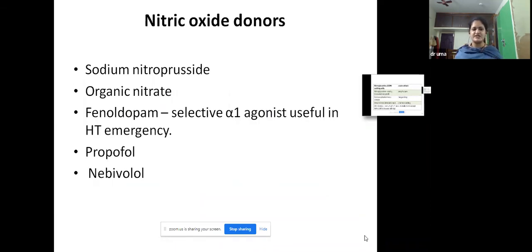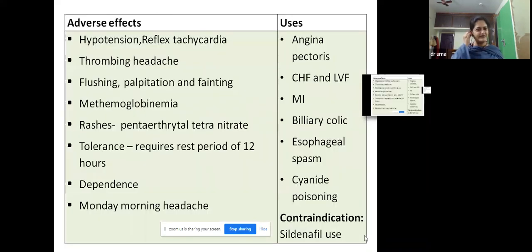So these are the nitric oxide donors: sodium nitroprusside, organic nitrates, fenoldopam, propofol, and nebivolol. They cause the release of nitric oxide. There are many more drugs which cause the release of nitric oxide, like nitrendipine. The adverse effects are mainly due to vasodilatation: hypotension, tachycardia, headache, flushing, palpitation, and fainting. These are the vasodilatory side effects.